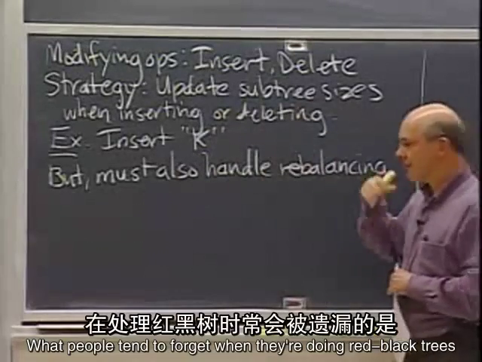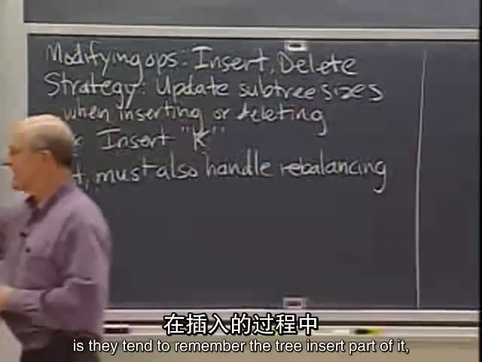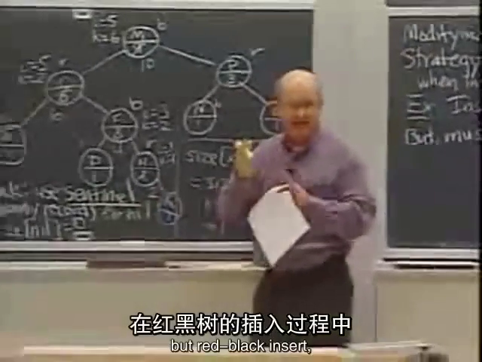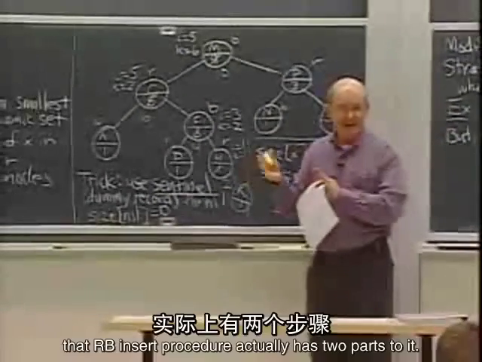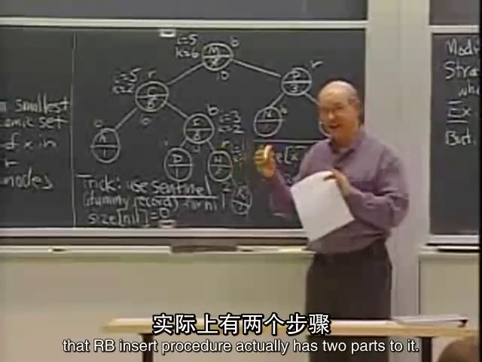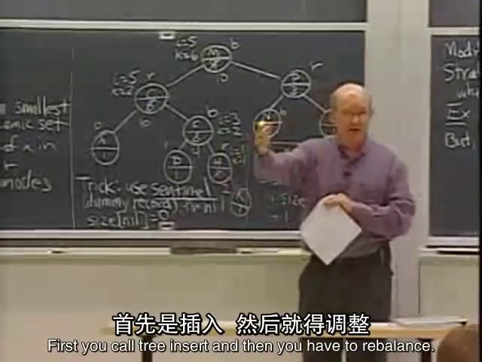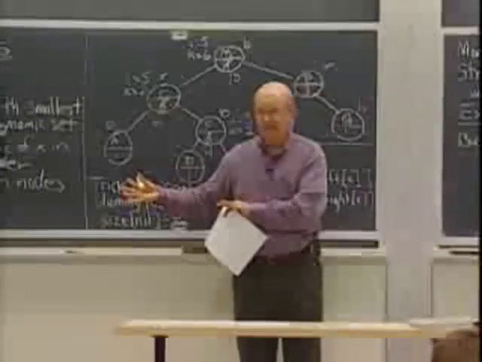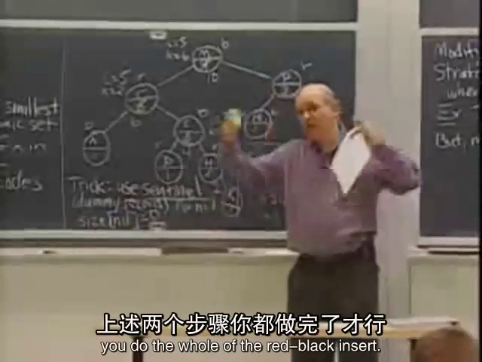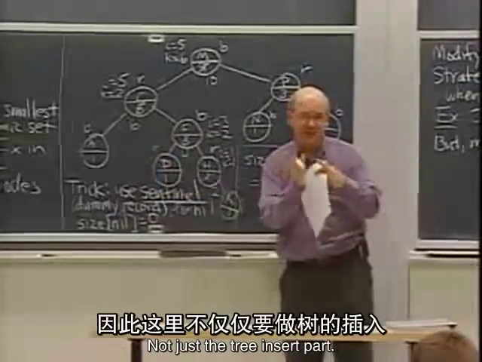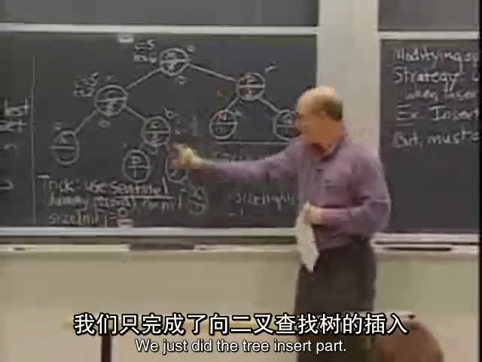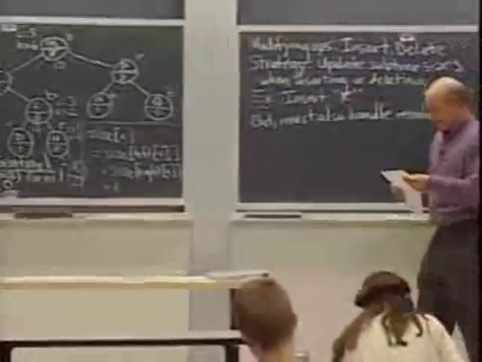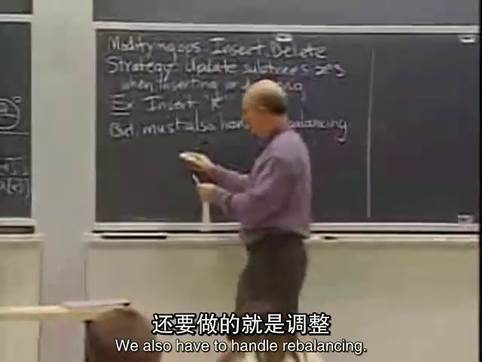What people tend to forget when they're doing red-black trees is they remember the tree insert part of it. But that RB insert procedure actually has 2 parts. First you call tree insert, then you have to rebalance. So you got to make sure you do the whole of the red-black insert, not just the tree insert part. We just did the tree insert part. That was easy. But we also have to handle rebalancing.